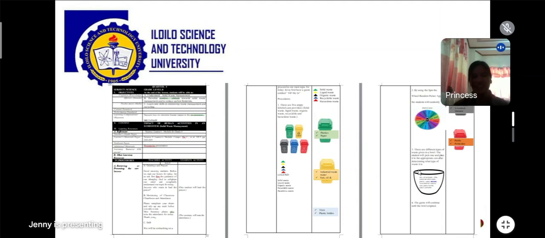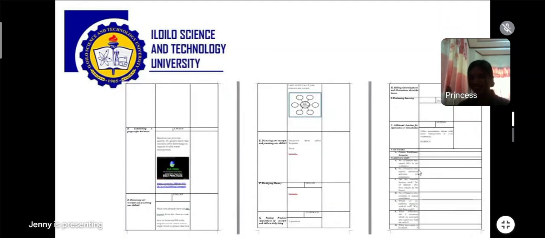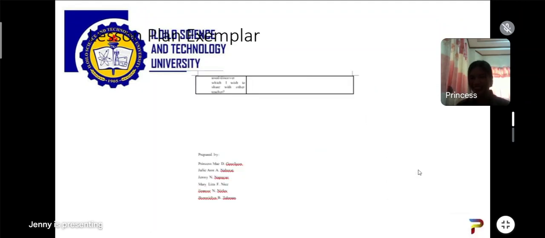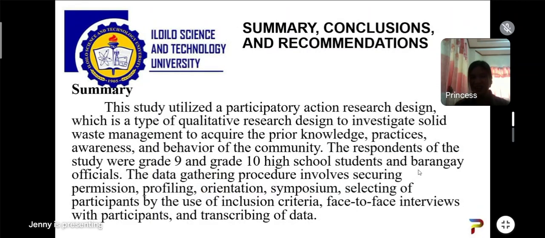So this is the example of our lesson plan exemplar that was made throughout our research. So, here is the summary, conclusions, and our recommendations. So, let's go first to our summary.